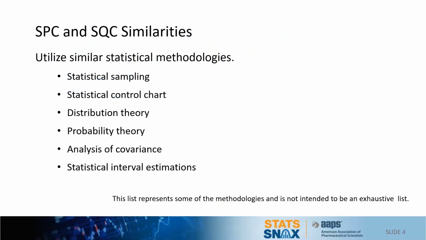SPC and SQC similarities are the utilization of similar statistical methodologies, such as statistical sampling, statistical control charting, distribution and probability theory, analysis of covariance, and statistical interval estimations. And again, this list is not exhaustive. It's just to give you an example of some of the similar statistical techniques.